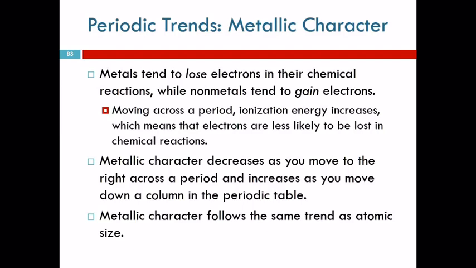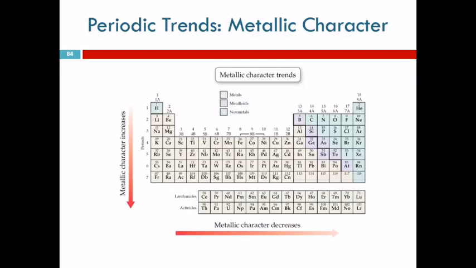Missed a slide. Metallic character is another trend. How metallic or how metal-like is this particular element? Metals tend to lose electrons. Non-metals tend to gain electrons. What we see is that as we move across the periodic table, ionization energy is increasing. It's harder and harder to remove an electron. Things are becoming less metal-like. So metallic character is following the same trend as atomic size. This one, I think, is really the easiest one to figure out.